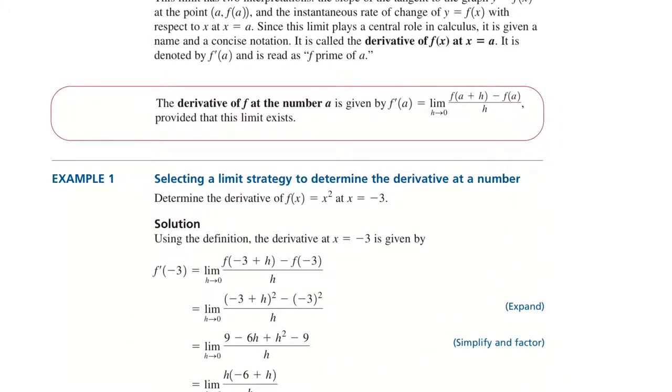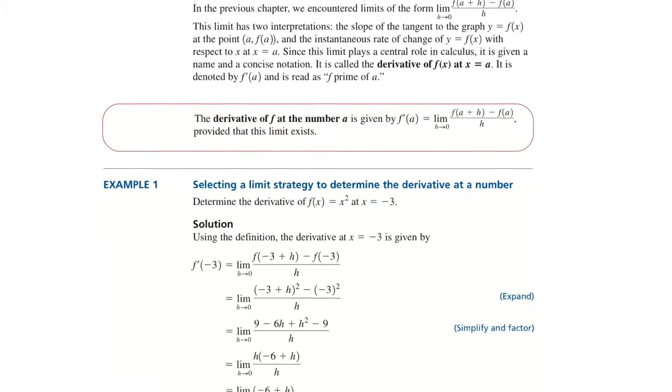By definition, the derivative of the function y equals f of x at x equals a, which is denoted by f prime of a, is the limit of f of a plus h minus f of a over h as h approaches 0, provided that this limit exists.